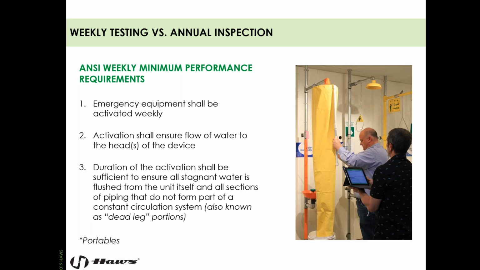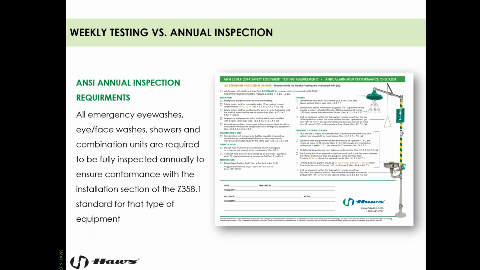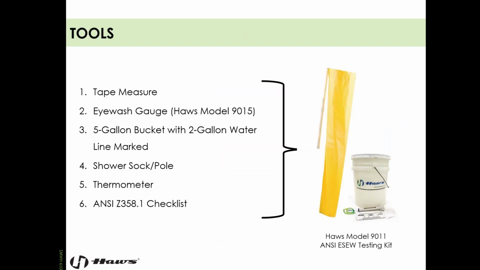An annual inspection, however, is a full head-to-toe inspection of the piece of equipment. This is our checklist on the right. Very handy checklist. We'll provide it to you after the webinar in the follow-up materials. But every facet of the standard has to be tested for each piece of emergency equipment. It doesn't take as long as you might think it does, but I'll go over how that's done in the following materials.